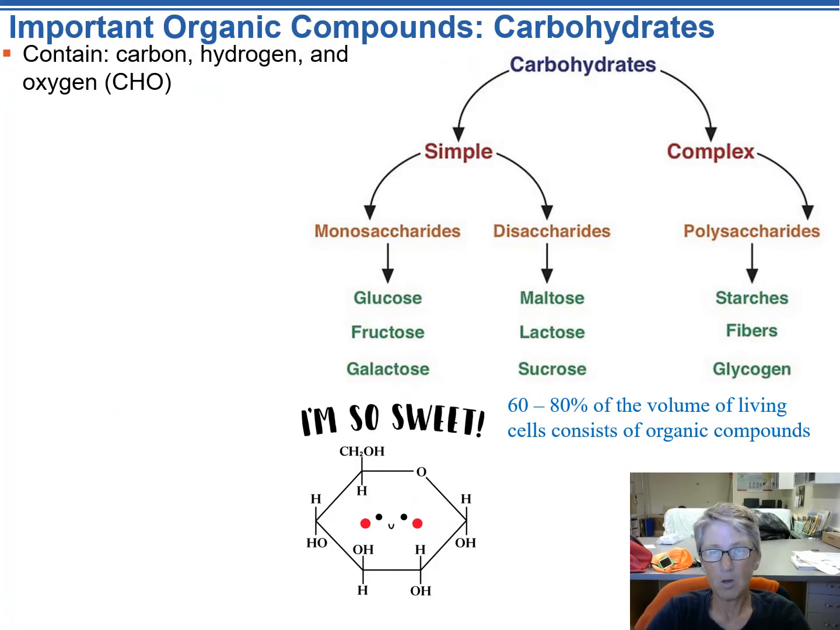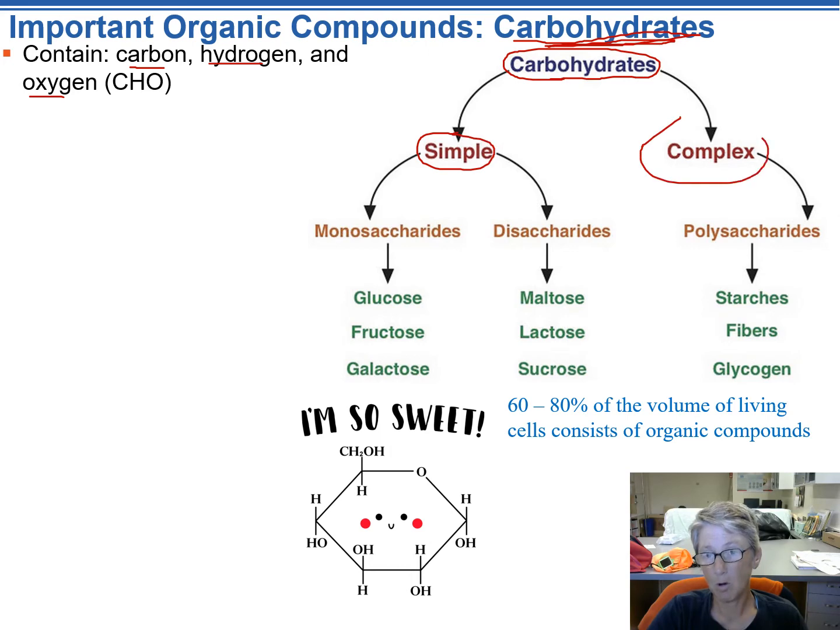Cool. All right, so carbohydrates. Let's talk about the major molecules that make us up and that we like to eat. Carbohydrates contain carbon, hydrogen, and oxygen. Here's a flow chart of the way we can look at carbohydrates. If you've had a nutrition class, you know this. The major category of macromolecule is a carbohydrate. You can break carbohydrates down into simple carbohydrates and complex carbohydrates.